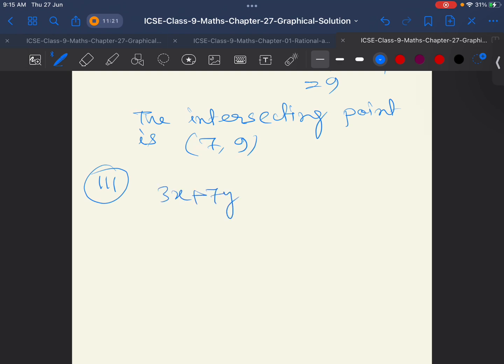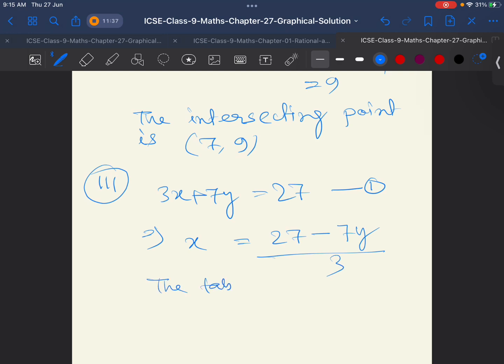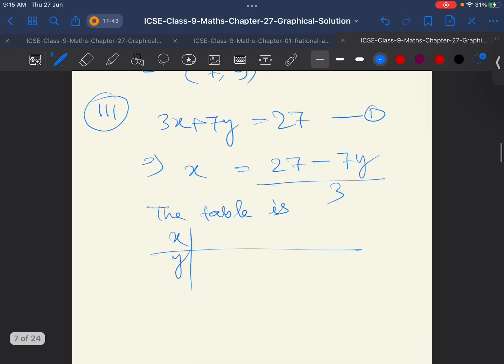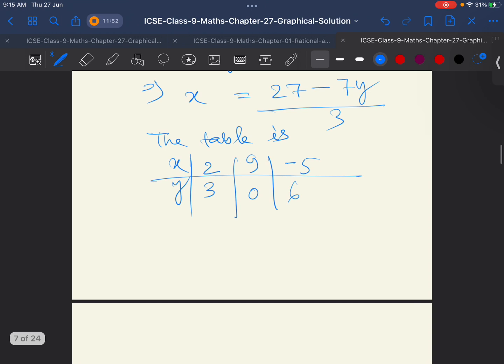3x plus 7y equals 27. This is equation 1. It implies x equals 27 plus 7y on the right-hand side, then minus 7y, divided by 3. The table is x and y. When y is 3, x is 2; when y is 0, x is 9; when y is 6, x is minus 5.